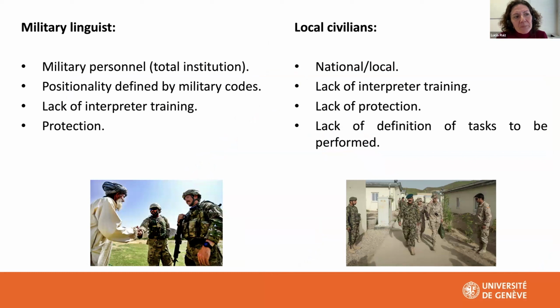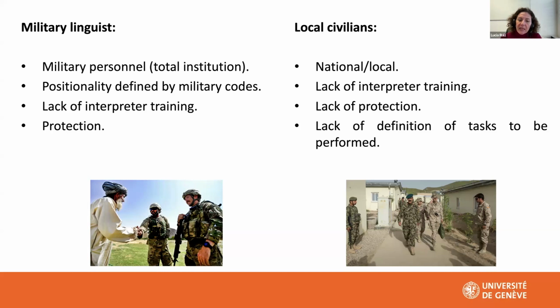So let's analyze the different profiles, the different types of interpreters. First of all, the military linguist, this rare profile of the soldier who works as an interpreter. We have to understand that the military is a total institution. They have their own rules, norms, hierarchy, etc. So they have a very well-structured and clearly defined positionality, defined by military codes. They belong to the institution. This means that they know the terminology and understand the military context, but most military linguists don't have the necessary interpreter training, though they receive the protection granted by their positionality as members of the military.